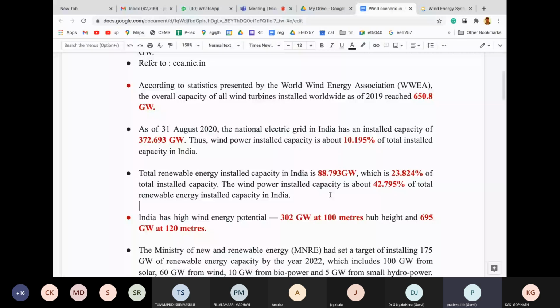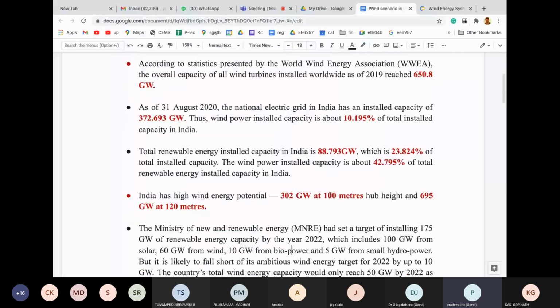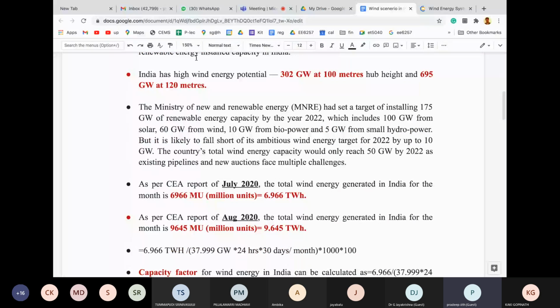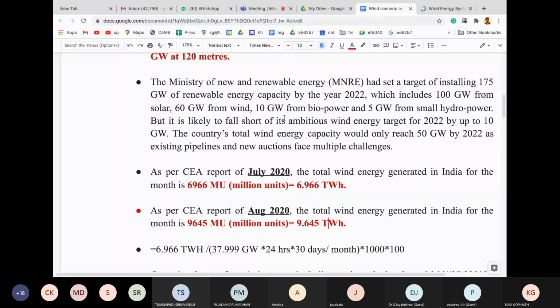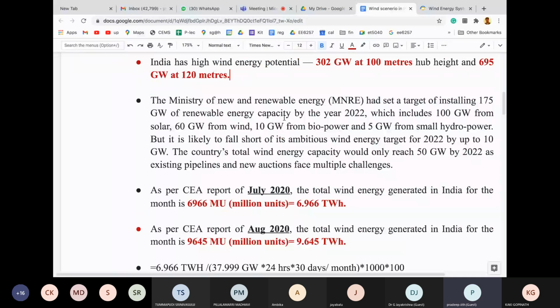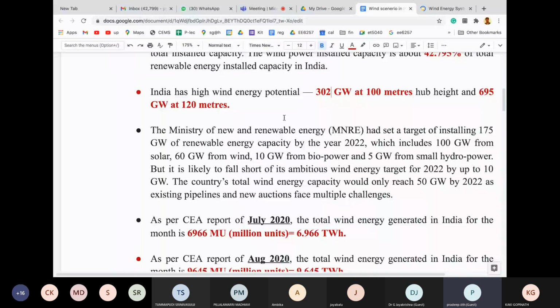Now, what is the wind energy potential in India? The next point says India has high wind energy potential. Let me zoom in so that you can see properly. India has high wind energy potential: 302 gigawatt at 100 meters hub height, and 695 gigawatt at 120 meters hub height. Just by increasing the hub height by 20 meters, the capacity almost doubled, from 302 gigawatt to 695 gigawatt.